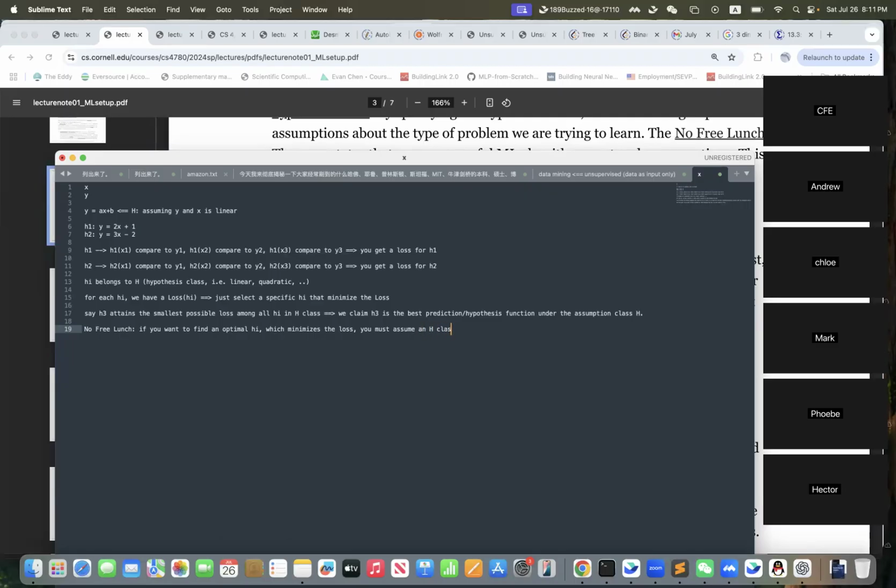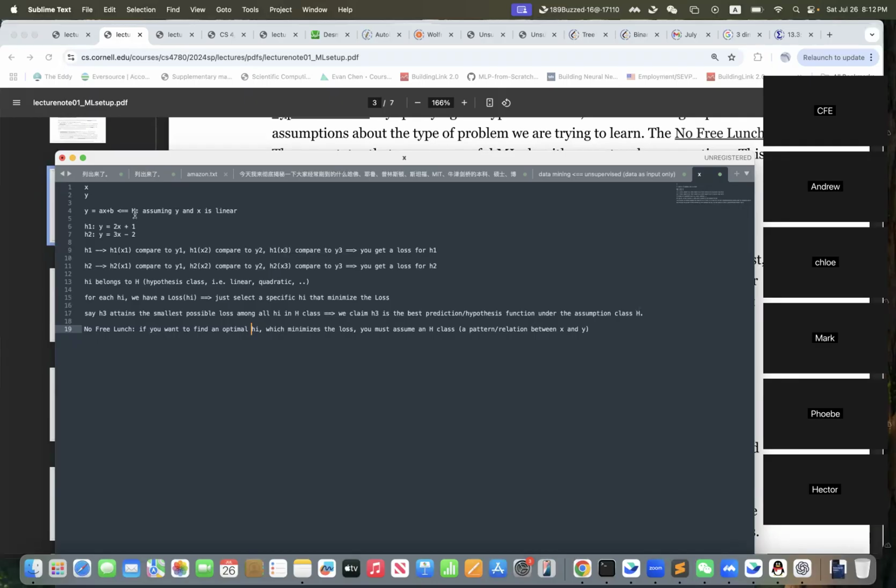That H means a specific pattern or relation between X and Y, right? So you can say, oh, I don't assume any relation between X and Y. They can be linear or quadratic or exponential or logarithm or whatever, like Y equals sin X, Y equals cosine X. So I don't make any assumption. Then you can't find this optimal H. Why? Because you have an infinite number of Hi and you just can't search, right?